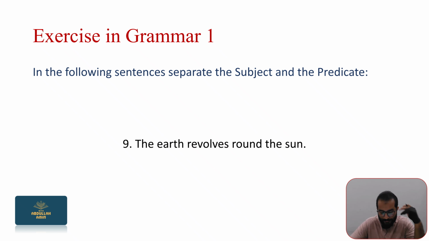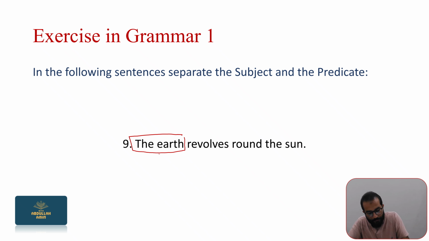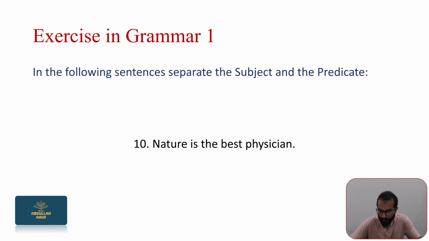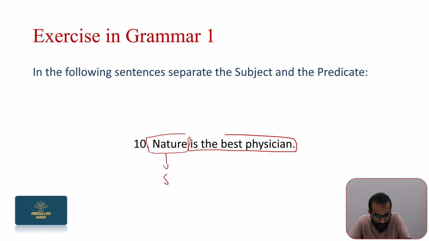Let's move to the ninth example, which is the earth revolves around the sun. Over here, this first part, the earth is the subject, revolved around the sun is the predicate. Easy. Let's move to the 10th example, which says nature is the best physician. So nature, this first word, only one word is the subject, is the best physician is the predicate in this example.